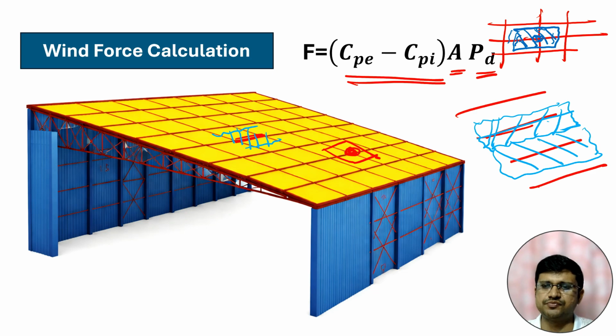So multiplying the value of CP minus CPI with this tributary area and then multiplying by the value of PD, where PD is the design wind pressure, we can calculate the total wind force using this equation. How to calculate PD, and how to calculate the wind force for a rectangular clad building and for a pitched roof, I have discussed in the previous videos. So it is better to go through the previous video first and then come to this video, and it will be easier to understand.